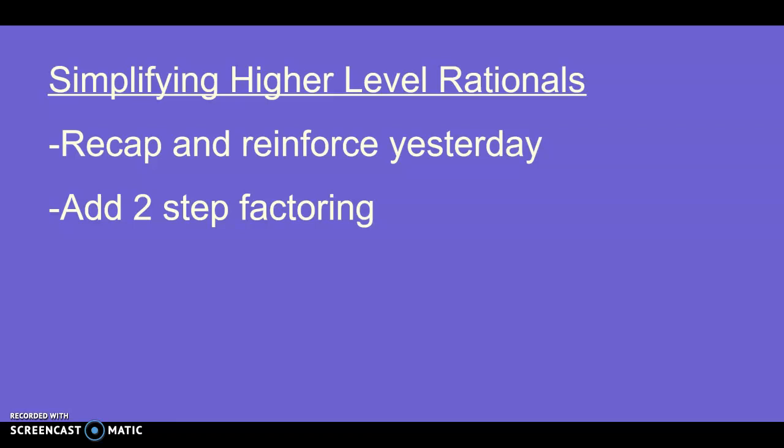Today we're going to add a little bit higher level questions, only higher level in the way that it's going to involve two-step factoring. Your homework yesterday had both GCF factoring and trinomial factoring, along with a little AC method at the end. But for today, we're going to see a lot of problems that are going to require you to factor twice before you do any canceling or reducing. So let's go ahead and take a look at our first question.